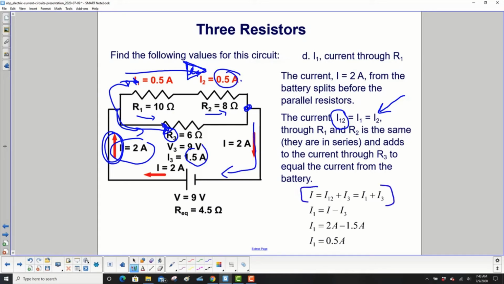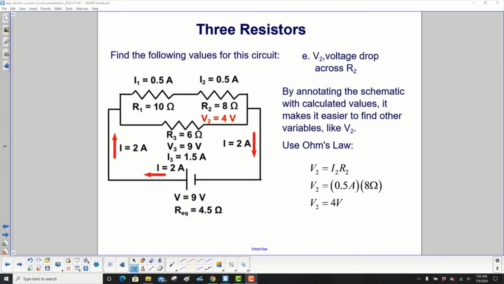So, a little more formal here. The total current from the battery, I, is equal to the current through the top leg of the parallel resistors plus I3, which is the current through R3, or the bottom part of the parallel resistors. I12 is equal to I1, and we need to solve for I1. We just rearrange the first equation: current coming from the battery minus the current going through resistor 3, 2 minus 1.5, and we get 0.5 amps.